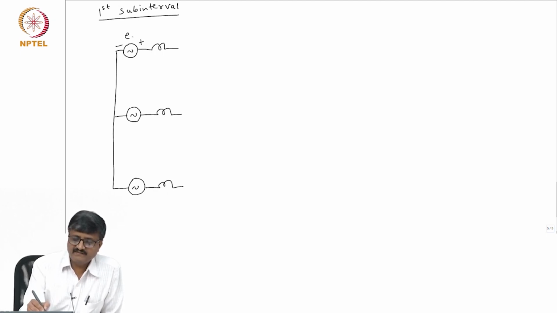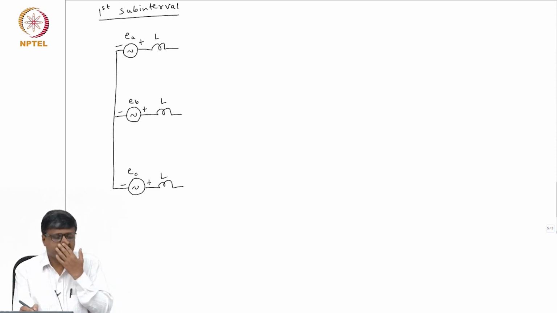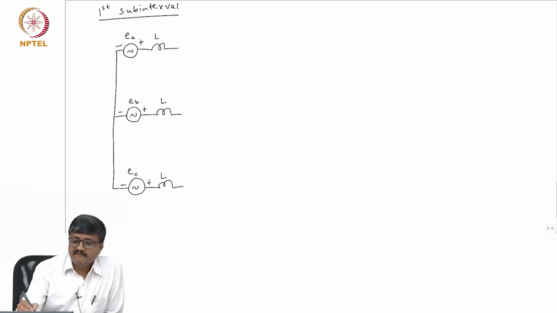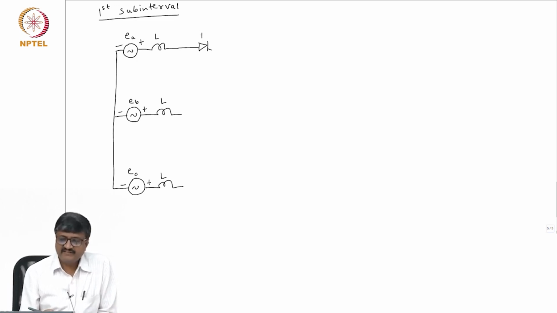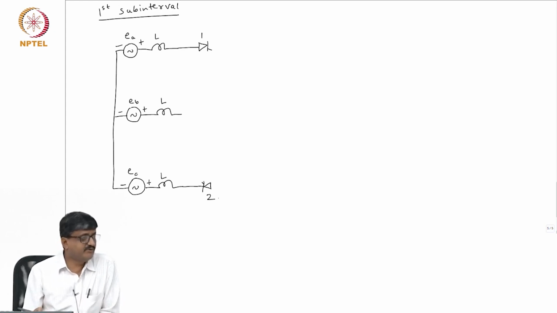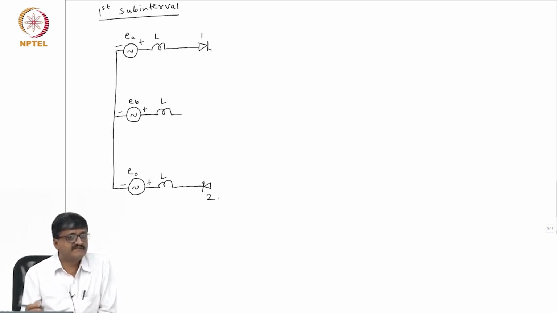So, this is EA, this is EB, this is EC, L, L, L. Now, there is a current through EA because valve 1 is conducting, this is valve 1. There is a current through EC because valve 2 is also conducting. And there is a current through EB because both valves 3 and 6 are conducting.